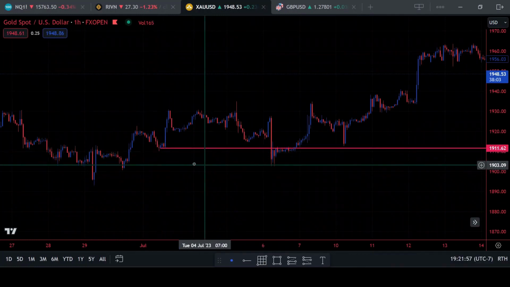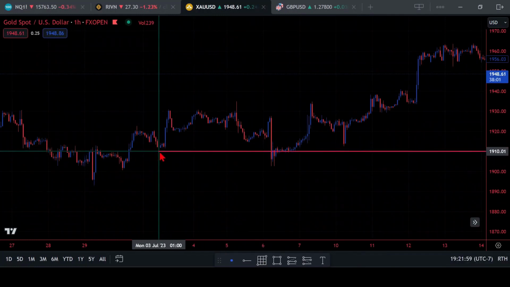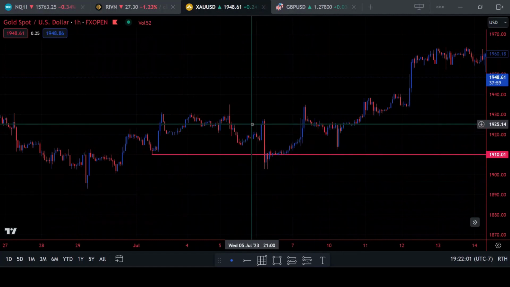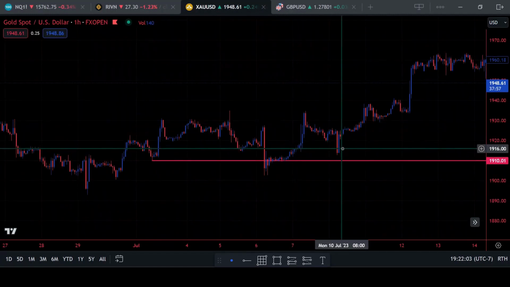Hopefully you guys are getting the hang of sweeps. Liquidity takes this liquidity out, makes it move down, and proceeds to head back up.